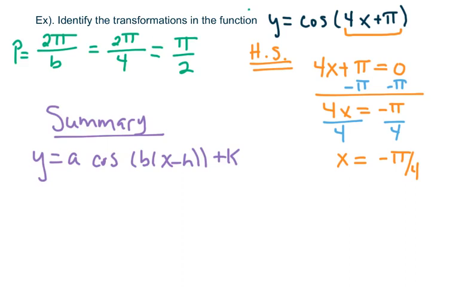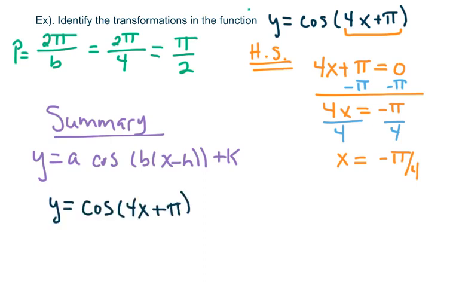So let's tie this all together. Let's sum this up. What I have here is just our general form that's going to be helpful as we're working through transformations of trig functions. Now I have the cosine function in there. You can replace that with the sine function. Everything would stay the same.